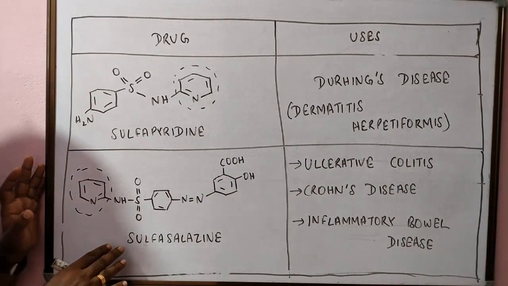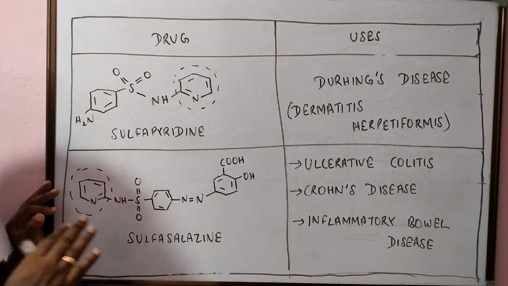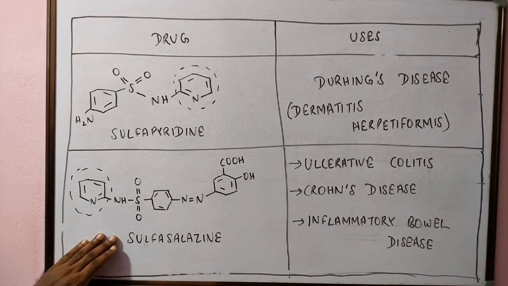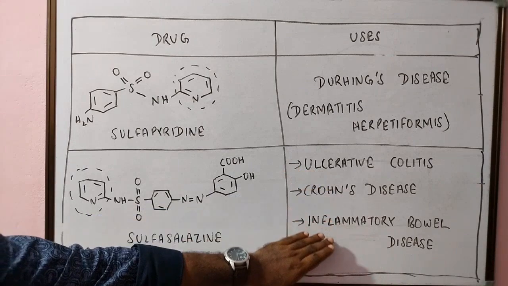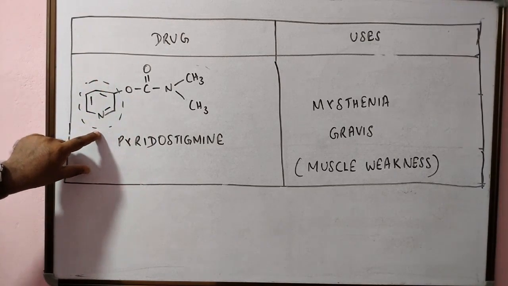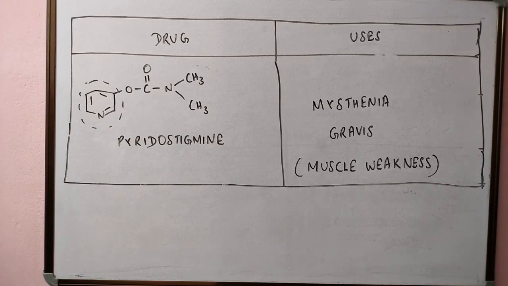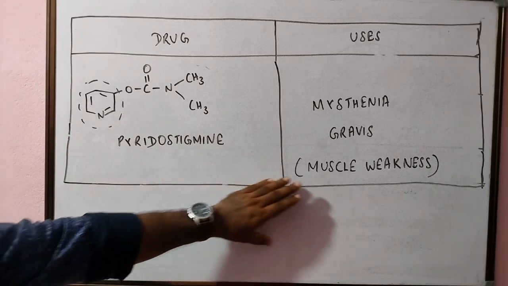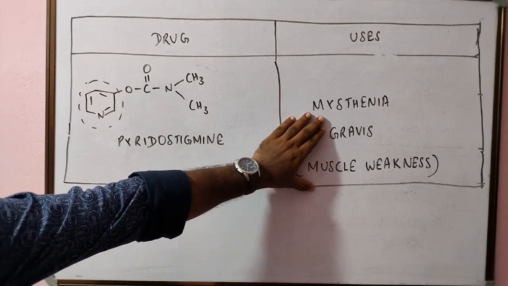While on the other hand, sulfasalazine produces a protective layer around the ulcer, giving it anti-ulcerative properties. Therefore, it is used in ulcerative conditions of the body such as ulcerative colitis, Crohn's disease and inflammatory bowel disease. Pyridostigmine. The nucleus of pyridine has been demarcated in the structure of pyridostigmine. Pyridostigmine is an anti-acetylcholinesterase inhibitor, making it an indirectly acting cholinergic agent. This makes it useful for weakness of the muscle in our body, a condition referred to as myasthenia gravis.